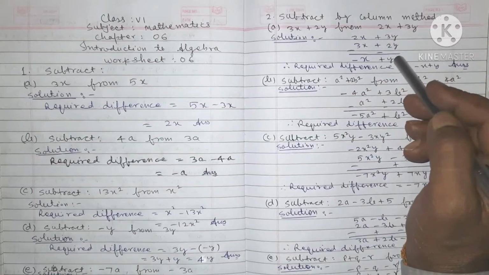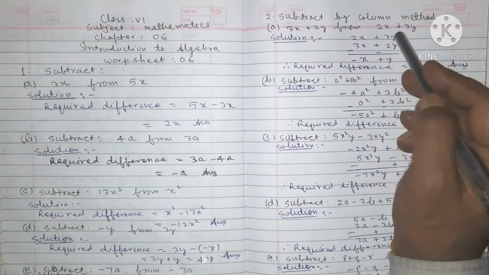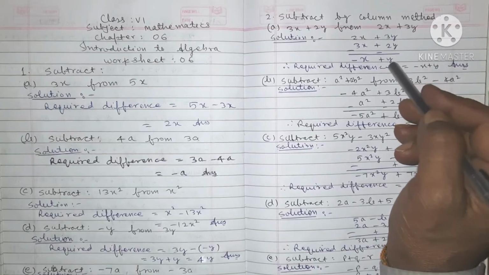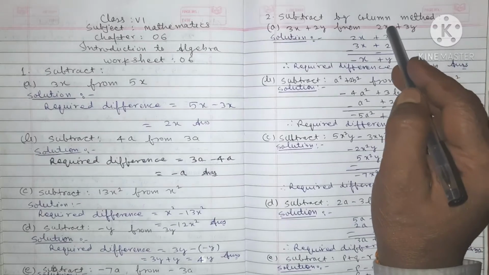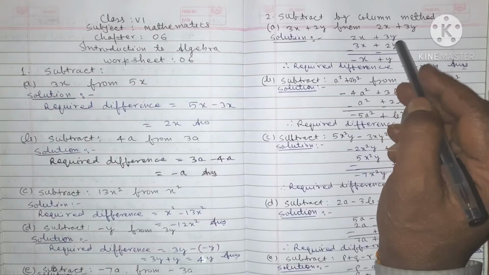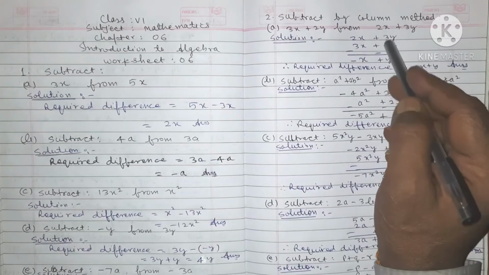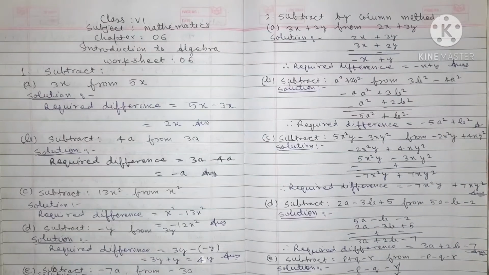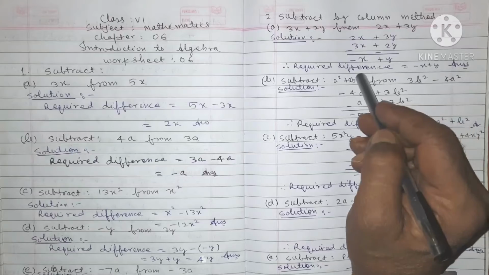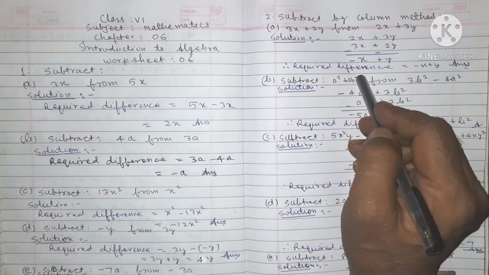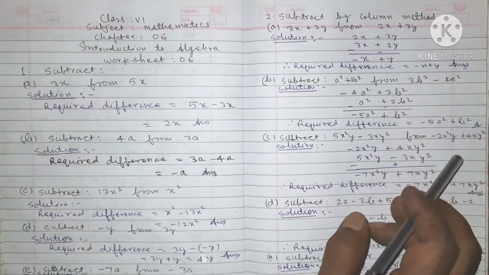Now plus, minus, minus, we do minus. 2y is subtracted from 3y, we write 1y. 1 is hidden, so no need to write here. Since the absolute value of plus 3 is more than the absolute value of minus 2, we write the sign of the greater absolute value. So the sign of 3y is plus, so we write here plus. So required difference equals minus x plus y. This is the answer of question number 2a.